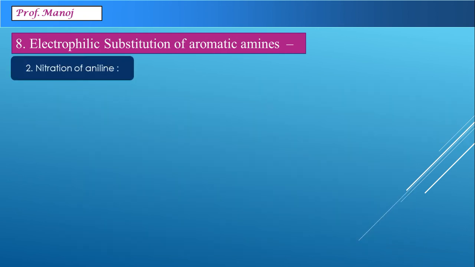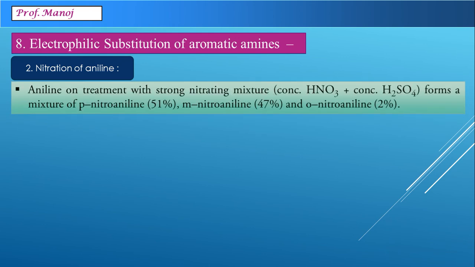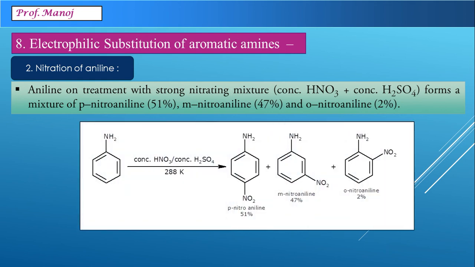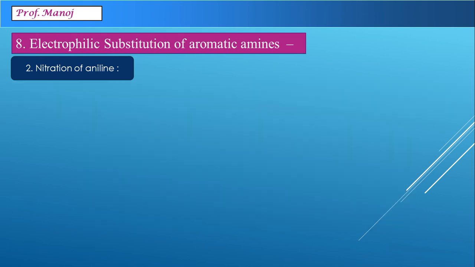Let us come to the second part, nitration of aniline. When nitration is carried out with a strong nitrating agent, it creates a mixture of para, meta and ortho compounds, wherein para and meta are almost similar in ratios, whereas ortho is obtained in a very small amount due to steric hindrance. So when we see the reaction here, the para product has the least steric hindrance, so it is obtained in maximum amount, meta lesser than that, and due to steric hindrance, ortho is in least amount.